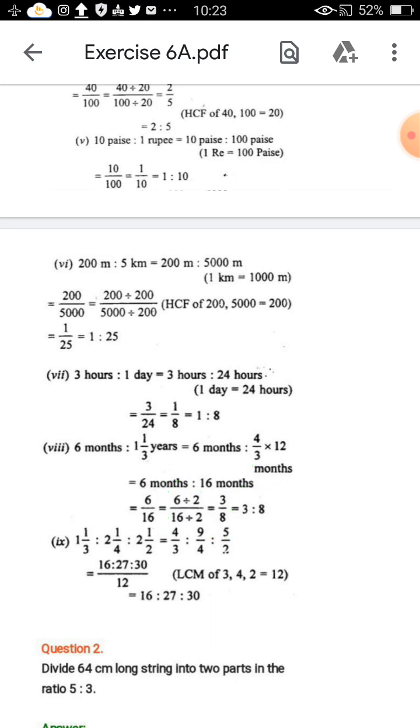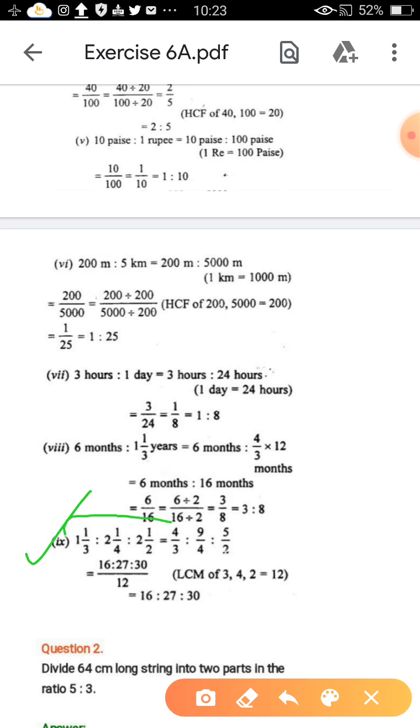Got it now? Now see another problem. Question number 9. 1 integer 1 upon 3, 2 integer 1 upon 4, and 2 integer 1 upon 2. Three ratios are given here. Okay, first convert them. I have converted here: 4 upon 3, 9 upon 4, 5 upon 2. Okay.